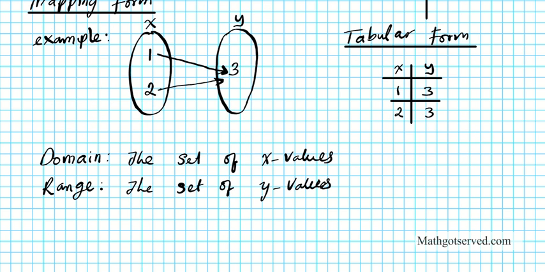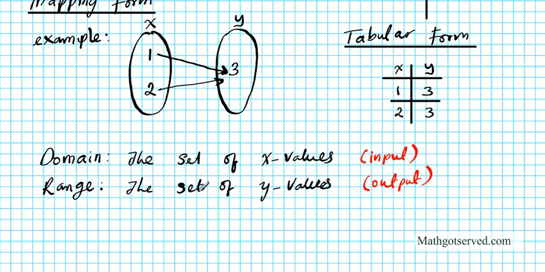Another way to look at it, if it were a function, you can call the domain the input, and the range the output. So a relation basically associates each input with the respective output. It tells you that when you input 1, you get 3 as an output, and when you input 2, you get 3 as an output. So that's another way to look at the whole idea of relation, input and output.